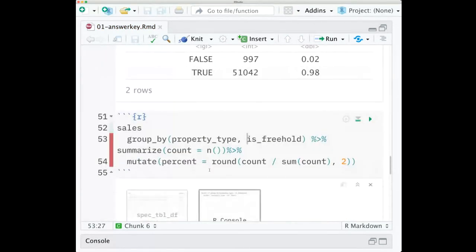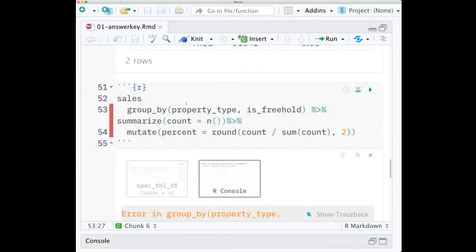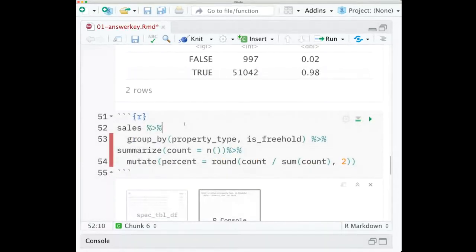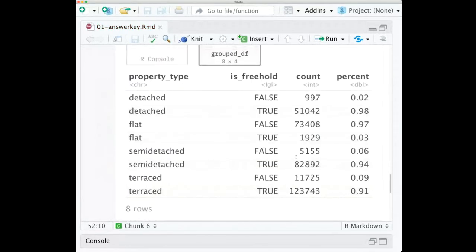If you did this, you'd get an error because property type is not in sales. So this is fine because this gives you the property type detached is freehold breakdown, property type is flat is freehold breakdown, etc. for all the types.